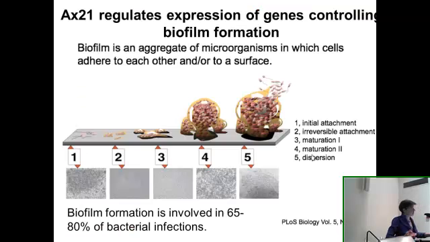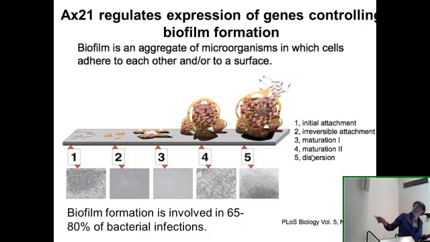So what does it do? Some of the genes that were regulated by AX21 were involved in a process called biofilm formation. A biofilm is an aggregate of microorganisms in which cells adhere to each other and or to a cell surface. And this shows you a solid surface here, and you can see the bacteria begin to adhere, and then they move from these unicellular organisms to these multicellular structures. And this is encased in exopolysaccharide.